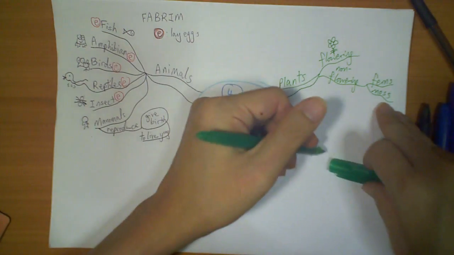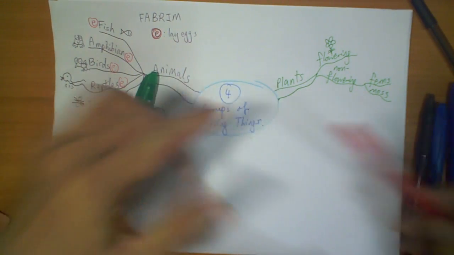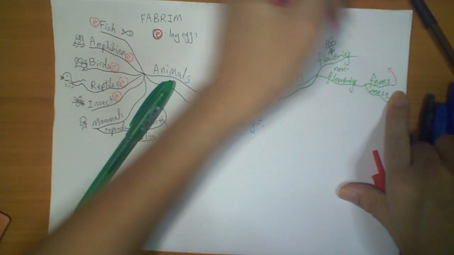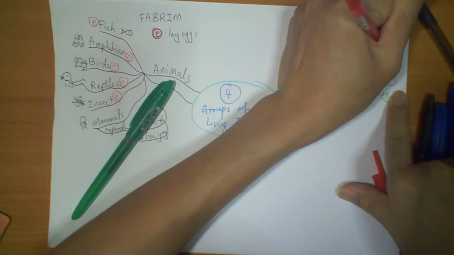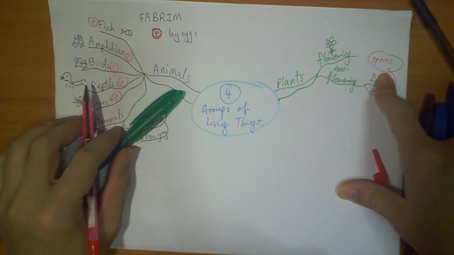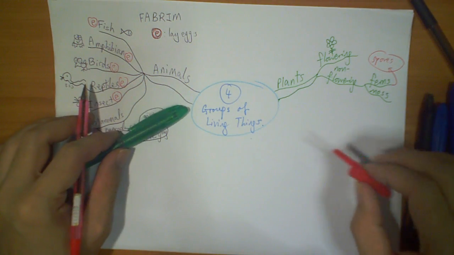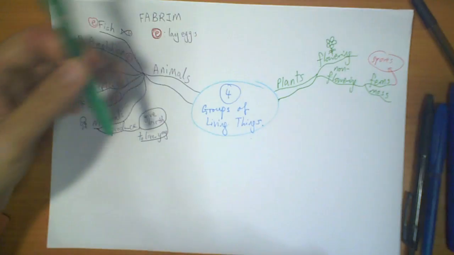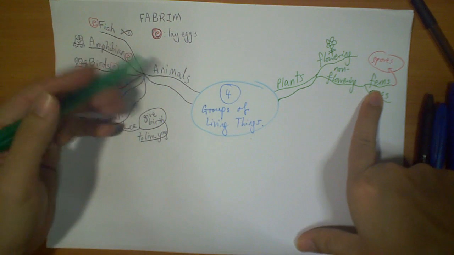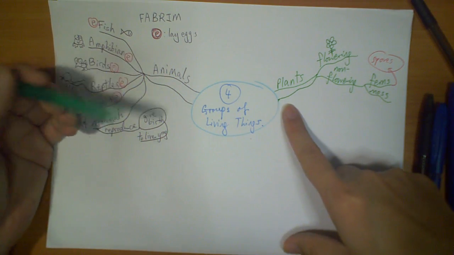Now, ferns reproduce by a special type of method called spores. S-P-O-R-E-S. Spores are very small particles that are used for reproduction by ferns. Alright, so this is what you need to know about plants.